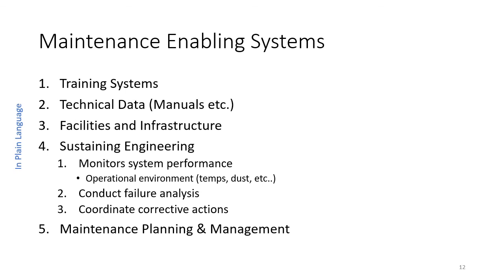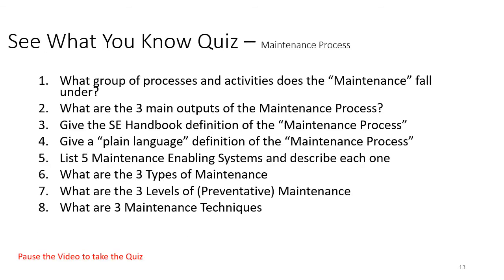Of course, in order to perform maintenance, you've got to have personnel, and those personnel need to be trained. You need technical data, manuals, and so on, facilities and infrastructure, and maintenance planning that has to be planned and managed appropriately. The fourth item is sustaining engineering, the idea of continuously monitoring the system's performance out in the field, and then making preventative maintenance and corrective actions in the event that they're required. So that's the list of maintenance enabling systems.